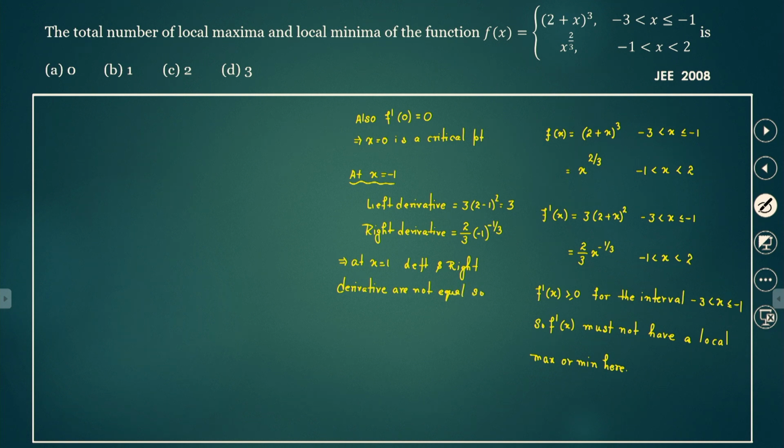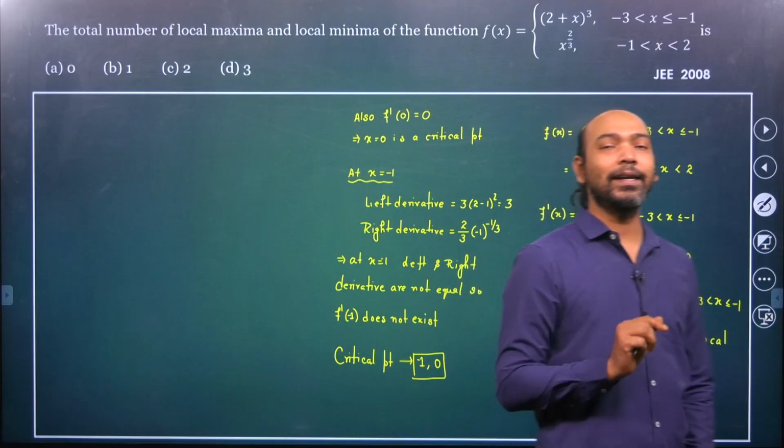So f dash of 1 doesn't exist. So that means the critical point is definitely minus 1, not x equal to minus 1 actually, okay. So x equal to minus 1 and 0. So these are the two critical points for this problem. So we obtain the critical points.